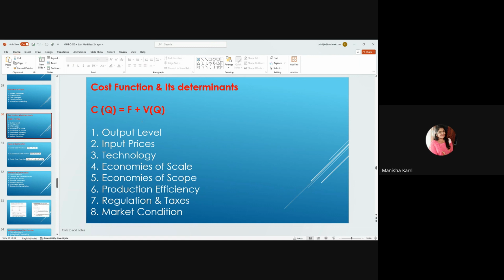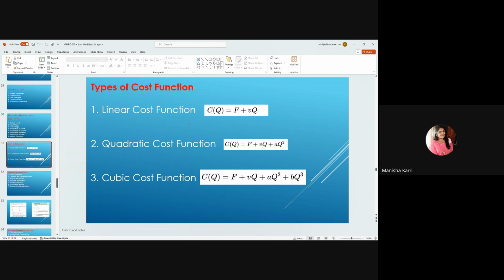Next, market conditions. Market conditions such as competition, demand fluctuations, and supply chain dynamics will impact input prices and production costs, thus influencing the cost function. So there are some types of cost functions. There are three types of cost functions.